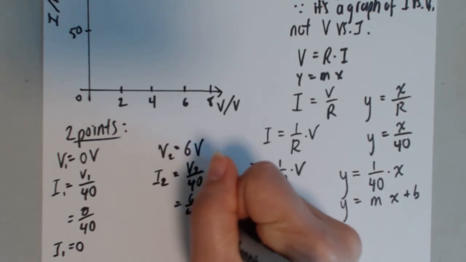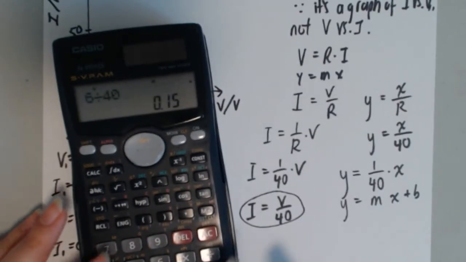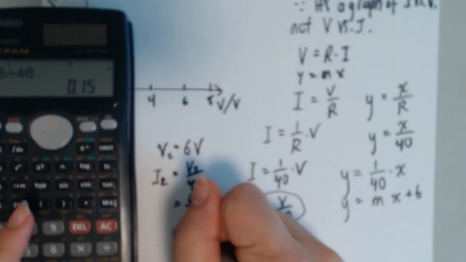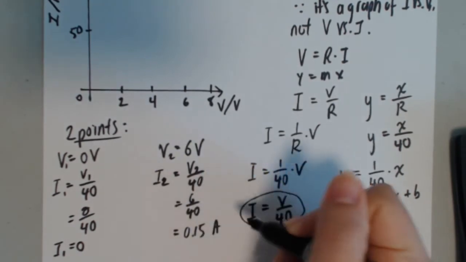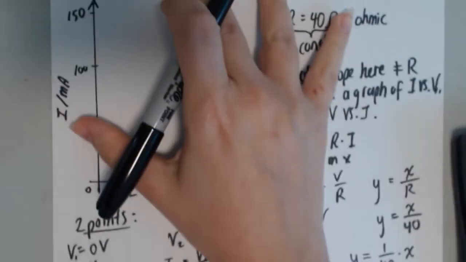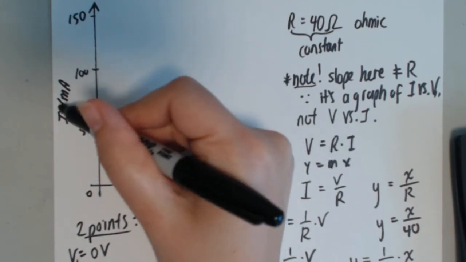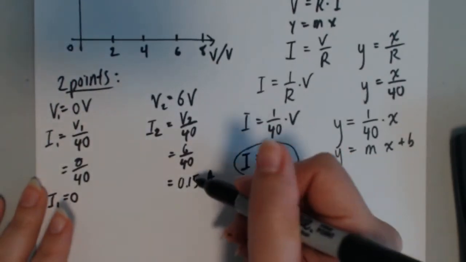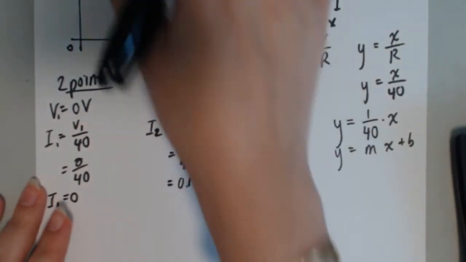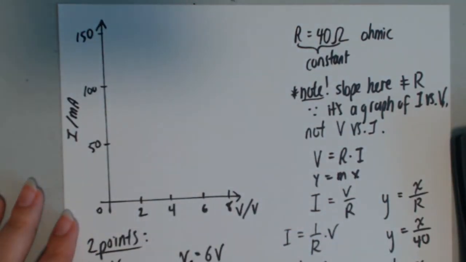So that's 6 over 40, which is, let's grab our calculator, 0.15. So 0.15 amps. Now, before you go looking for 0.15 on your scale, which would be all the way down here, you have to remember that this vertical scale is in milliamps. This value we just calculated is in amps. So you have a couple options. You can either convert the scale to amps, or you can convert your number down here to milliamps.